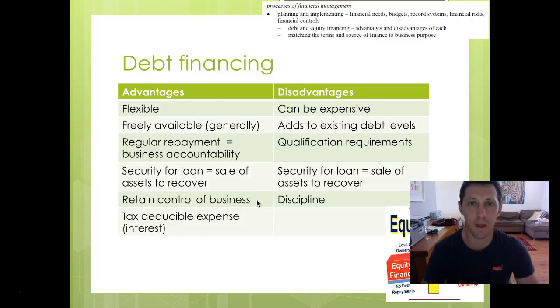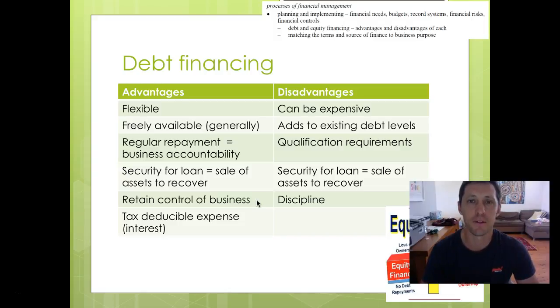Now, often that could be an advantage too. At the moment, mortgage rates are at all-time lows. You're looking at 4 to 5% per annum to borrow money for a mortgage. So at the moment, that could be considered an advantage. But generally, a disadvantage certainly is that it can be expensive in terms of the interest rate.